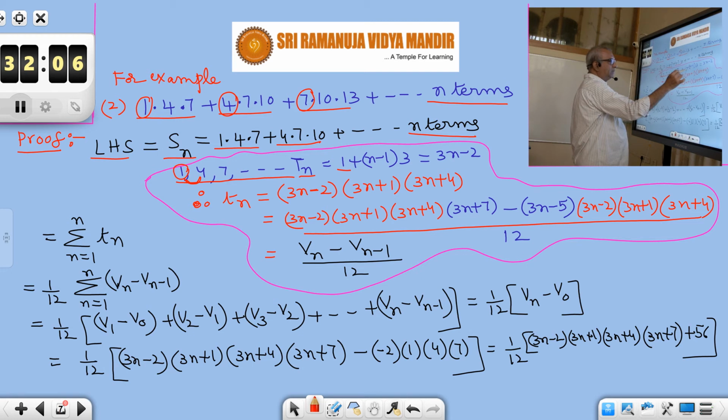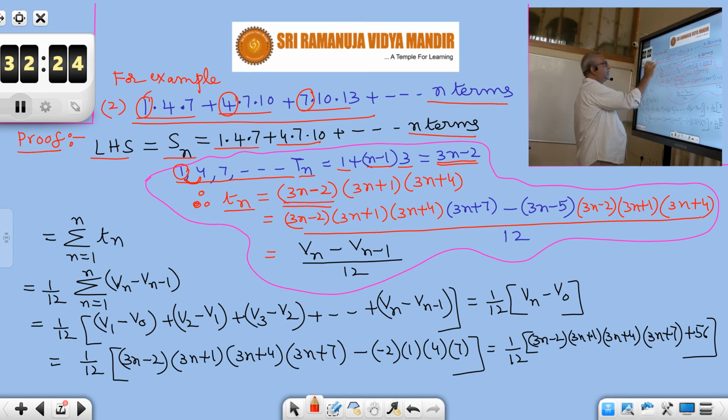So, A plus n minus 1 into D. So, that is 3n minus 2. Okay. So, now let us consider the nth term of this series. Given series, the first factor we have found a formula: 3n minus 2.